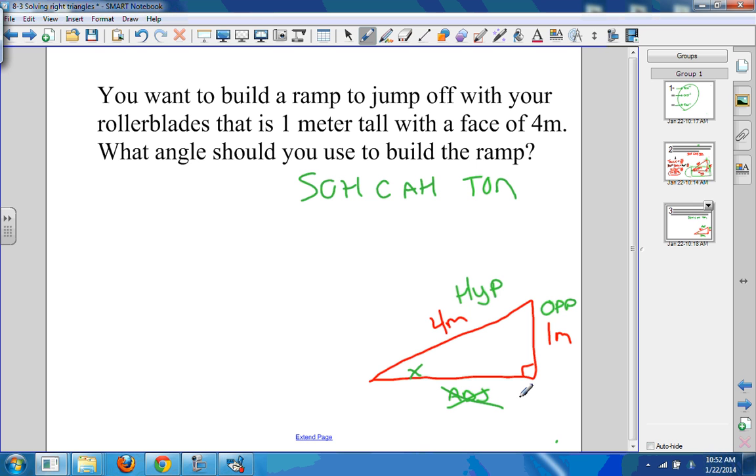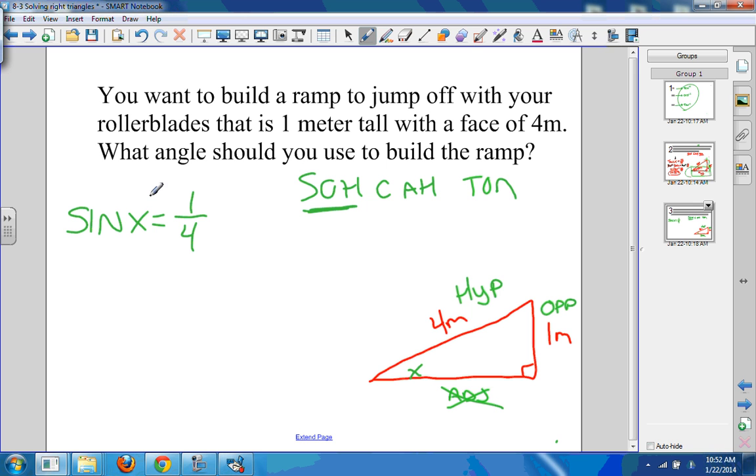If you look at SOHCAHTOA, we can see we're going to use opposite and hypotenuse. O for opposite, H for hypotenuse. We're going to use our SOH. That stands for the sine of the angle, in this case we don't know what the angle is, equal to the opposite side over the hypotenuse. So 1 over 4.